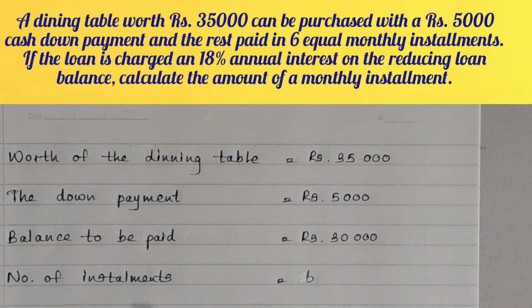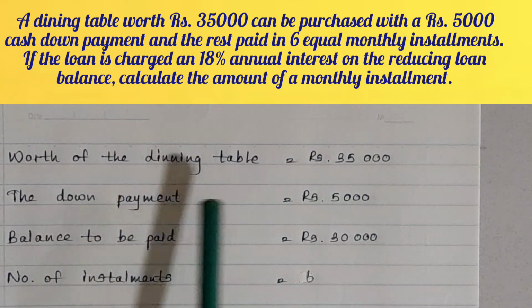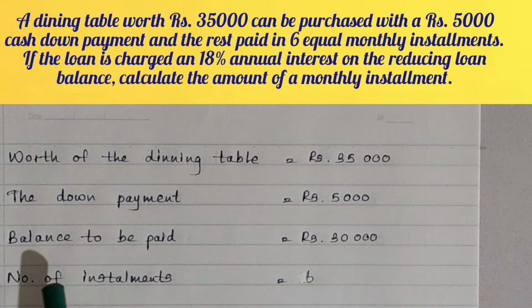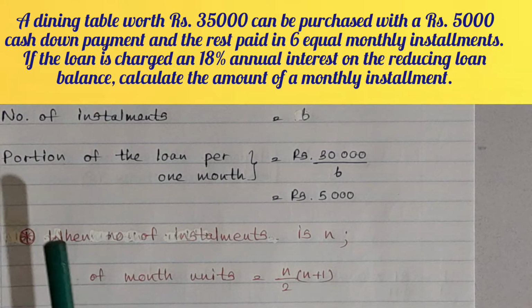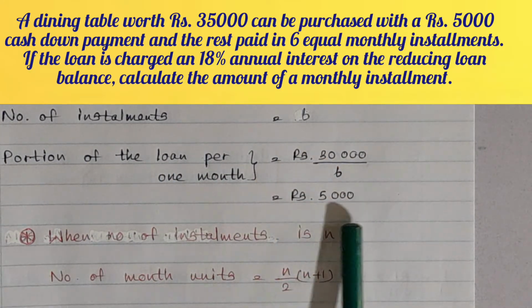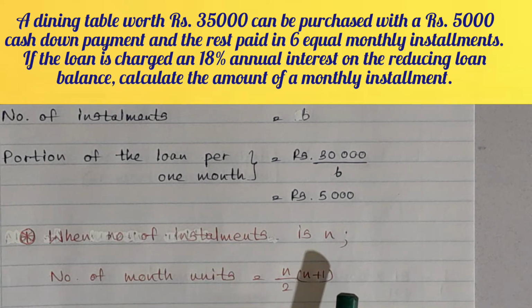Now we are going to find the interest for the same problem by using the short method. Worth of the dining table is 35,000 rupees. Then the down payment is 5,000 rupees. Then balance to be paid is 30,000 rupees. Then number of installments is 6. Then portion of the loan per month is 30,000 divided by 6. That is 5,000 rupees.